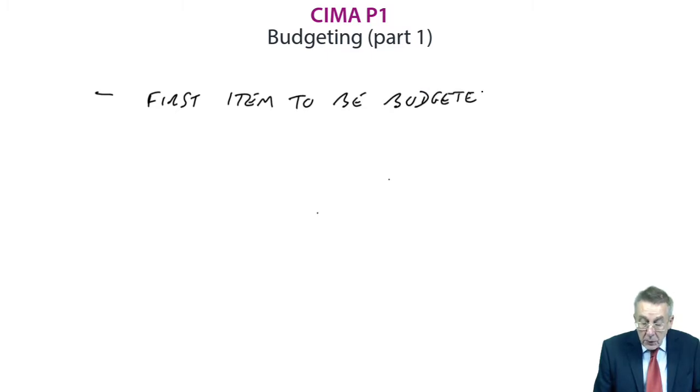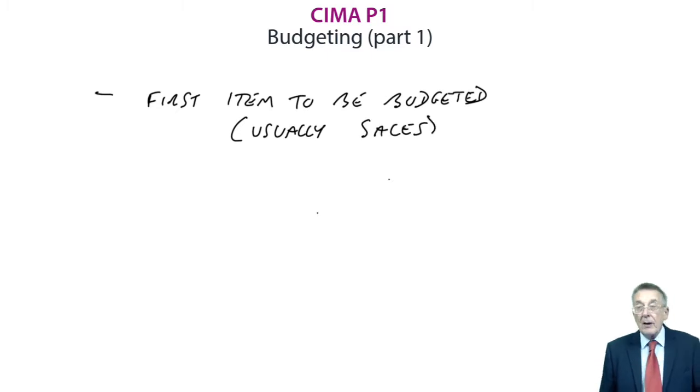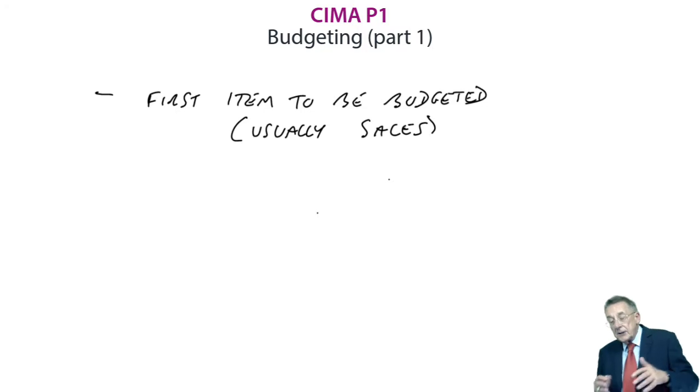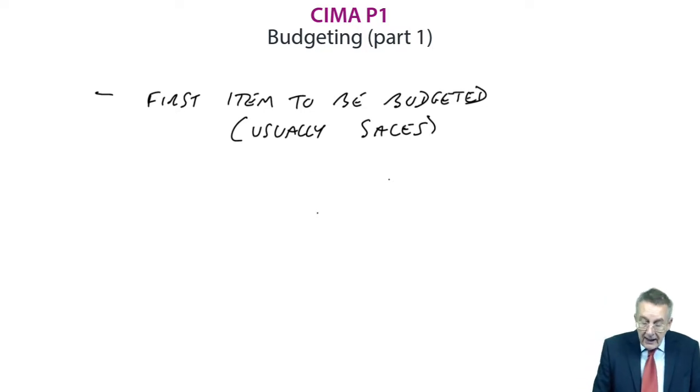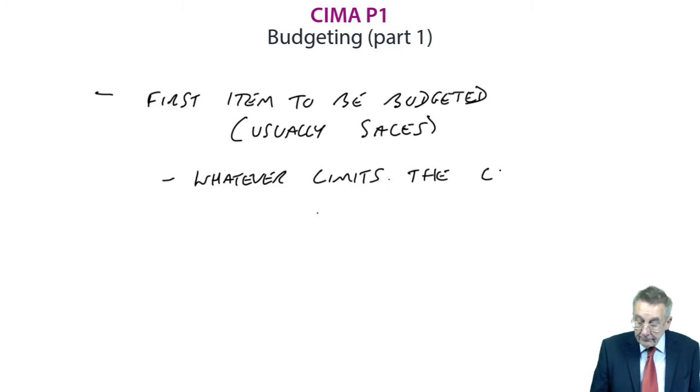And as I've said, it's usually going to be the sales. We need to know how many we expect to sell, to know how many we need to produce, and so on. But not always. Strictly, it's whatever limits the level of activity.